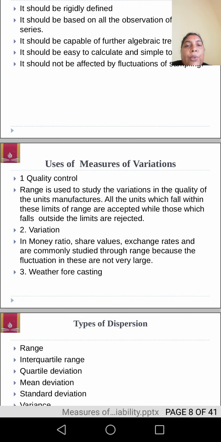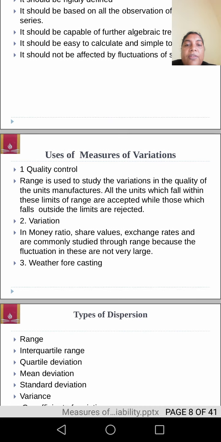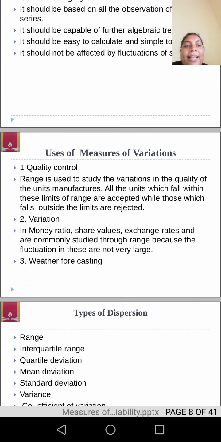What are the uses of measures of variation? It's mainly used for three main purposes. One is to control the quality of the product based on this variation, and the second one is especially used in the share market and exchange values like the ratio, share values, all those things, and to identify the fluctuation in the market. And the other one is to study weather forecasting.